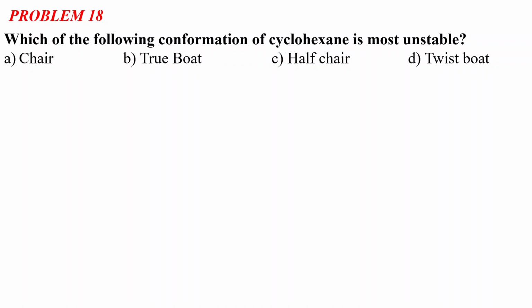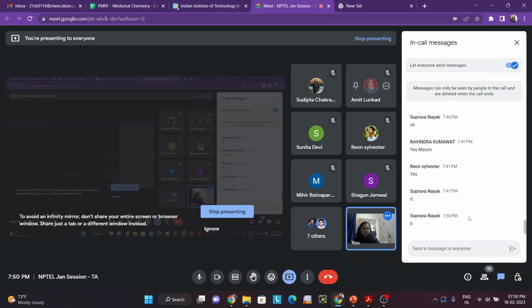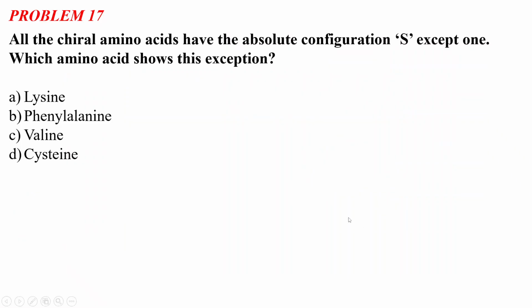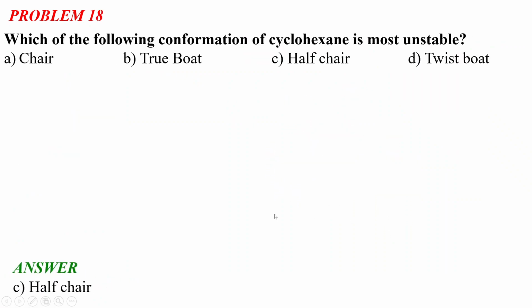So do we have any answers? I will just check the chat box once. We have one answer which says B. Let's see. I will just quickly show you because we don't have much time today. The correct answer is C. The half chair form is most unstable.